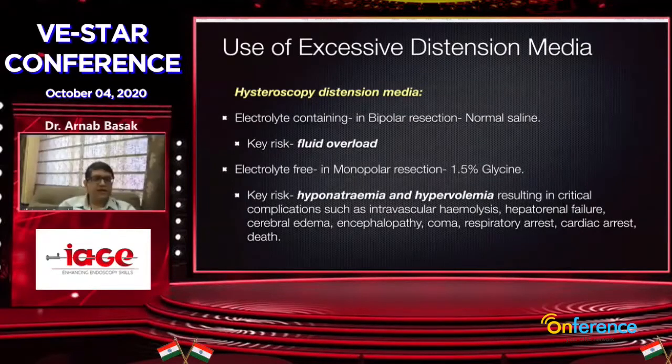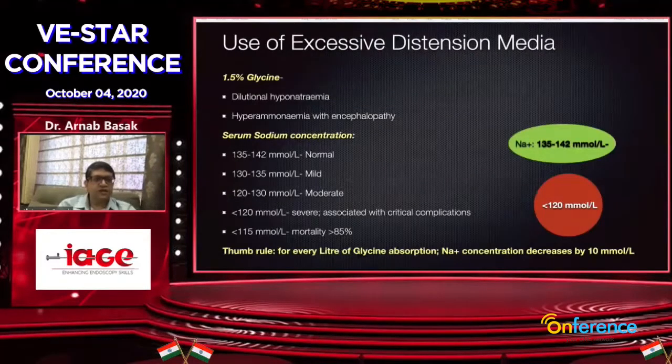I'll be done. And in monopolar, we use the 1.5% glycine. The key risk here would be hyponatremia, as everybody knows, and hypervolemia resulting in critical complications such as intravascular hemolysis, hepatorenal failure, cerebral edema, encephalopathy, coma, sometimes respiratory or cardiac arrest, and rarely death. So here we have to know that the normal sodium concentration is between 135 to 142, and the critical level of hyponatremia is below 120. If it goes below 120, it leads to severe complications.